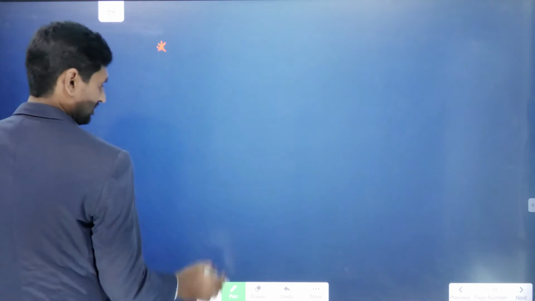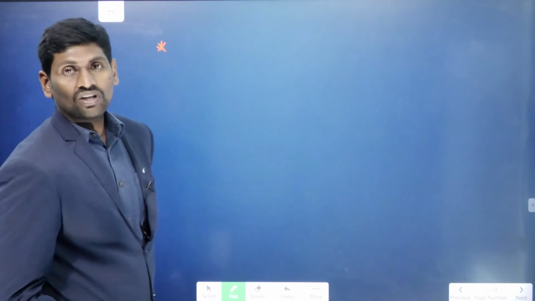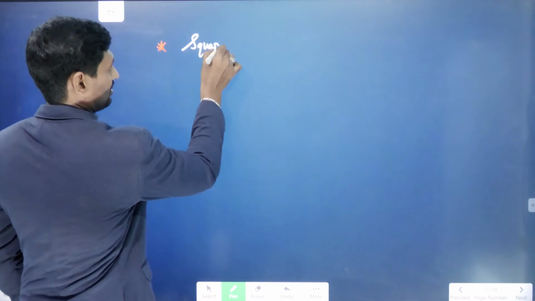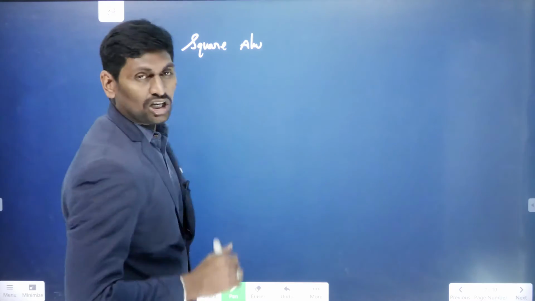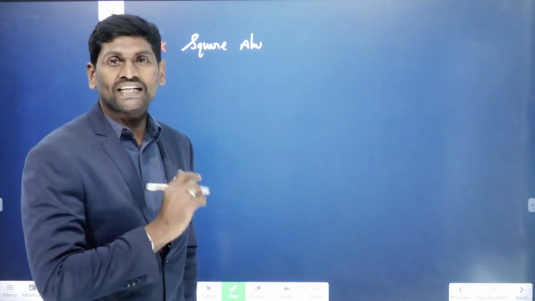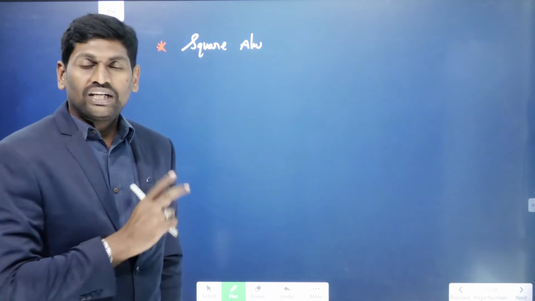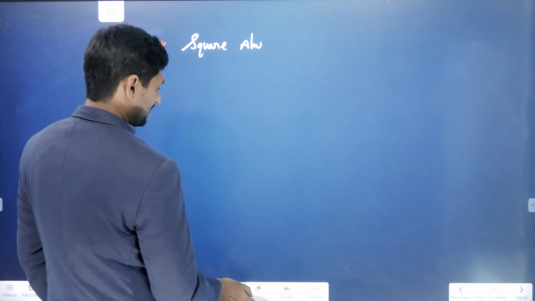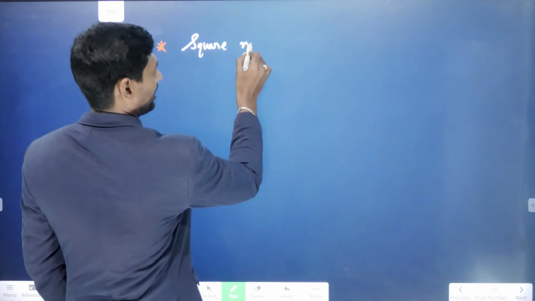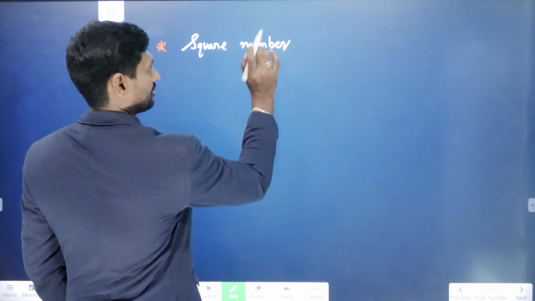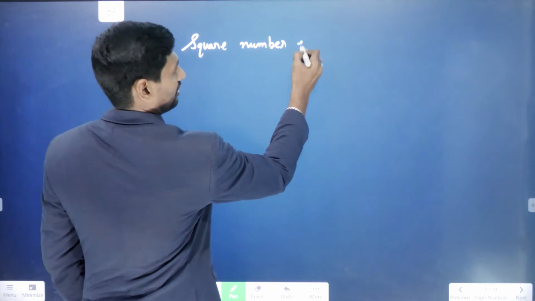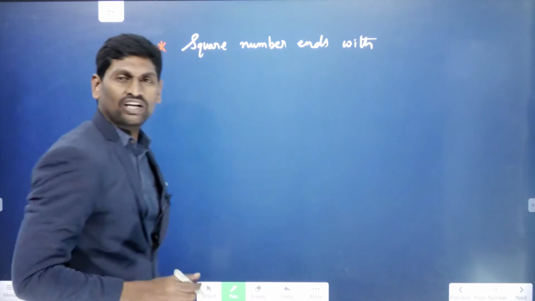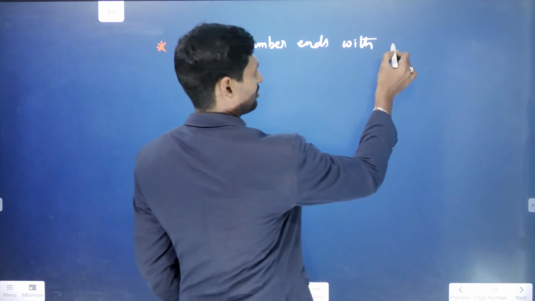Next one, any square number, always, not for every square number. If the square number ends with the digit 0, it definitely should have an even number of zeros. So let us write this. A square number ends with an even number of zeros.